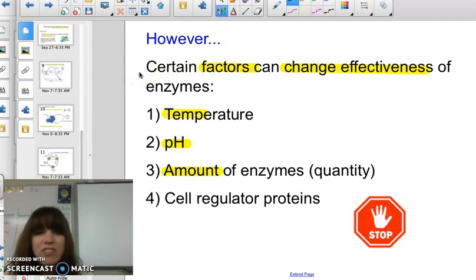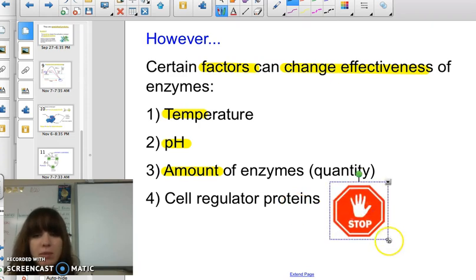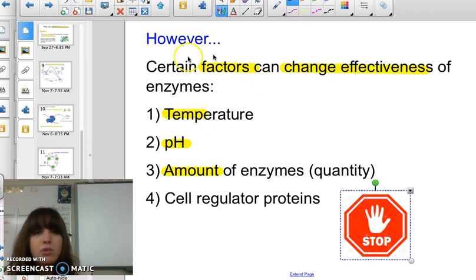Now, certain factors can change the effectiveness of enzymes, so how quick and how well they can do the reaction. Temperature, pH, the amount of enzymes, the quantity of it, and then also certain proteins in our bodies called cell regulator proteins. They either tell the enzyme to stop or go. So these are factors that can change how quickly and how well these enzymes do these processes.